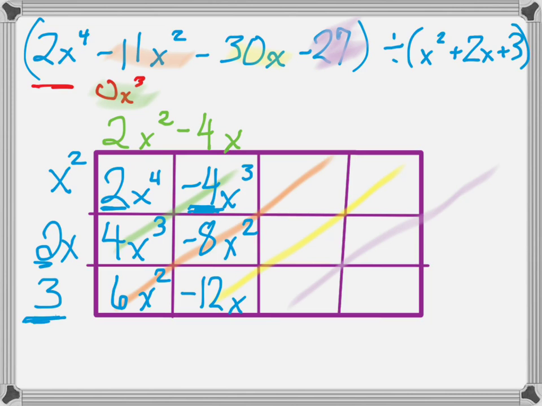Now we're going to look at the next column. So which one is going to help us determine what to start with? Orange, the x squared. Negative 11. So right now we're at negative 2, so we need a negative 9. So we need to create 6 plus a negative 8 plus something needs to equal a negative 11. And so that something is negative 9.